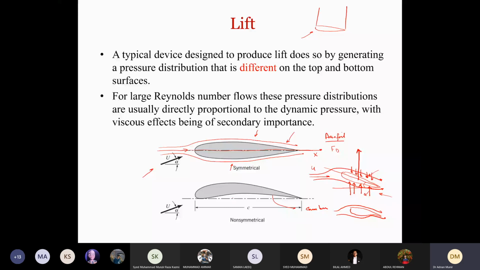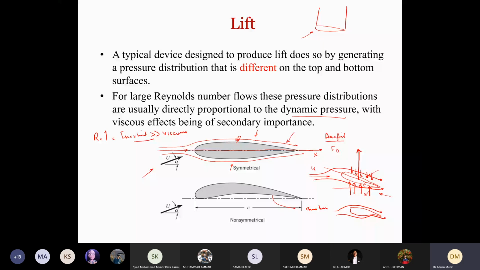So for large Reynolds number flows, these pressure distributions are usually directly proportional to the dynamic pressure, with viscous effects being of secondary importance. The viscous effects are near the boundary of the surface, and when we have high Reynolds number, that means inertial force is very much greater than viscous force. In that case the flow is dominated by inertial force, and as a result we can say that the pressure distribution is directly proportional to the dynamic pressure, with viscous effects being of secondary importance.